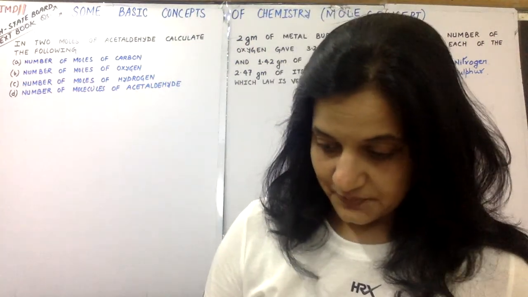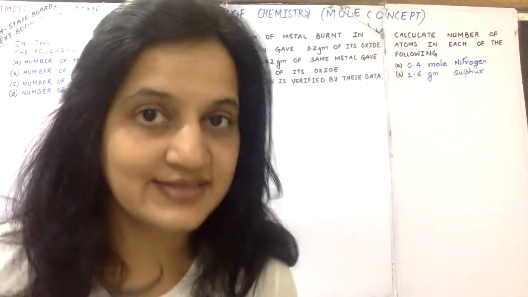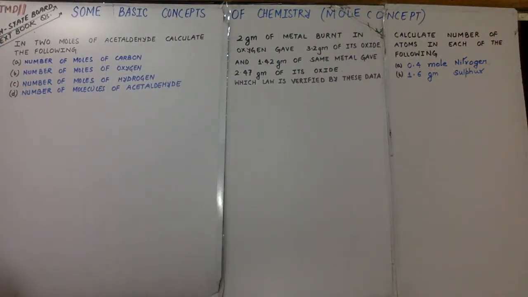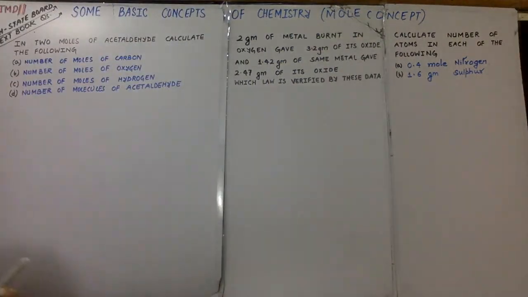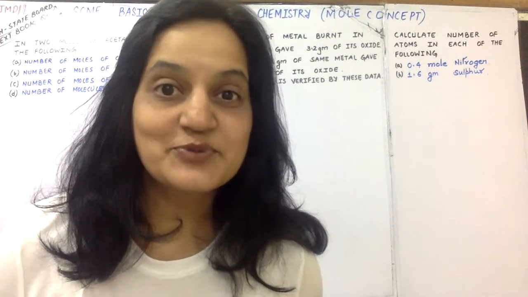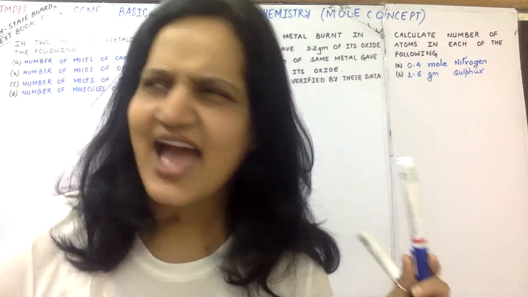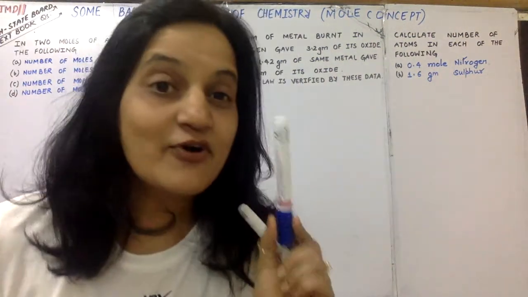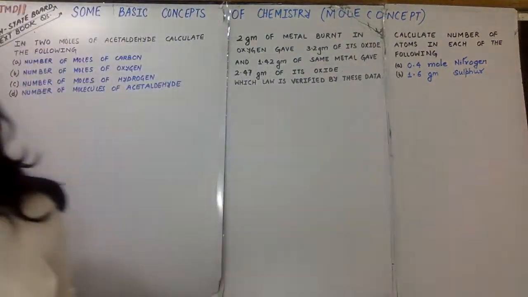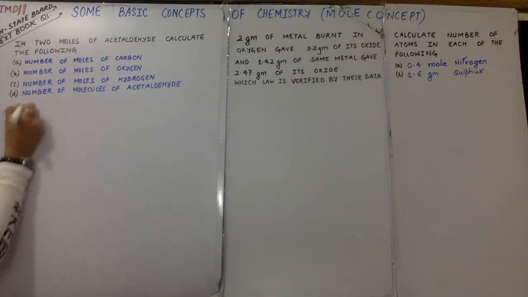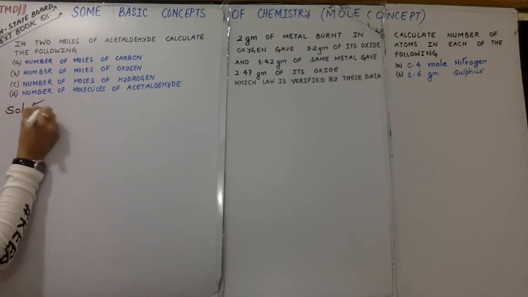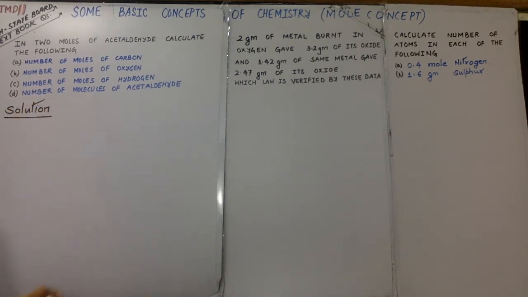In 2 moles of acetaldehyde, calculate the number of moles of carbon, number of moles of oxygen, number of moles of hydrogen, and number of molecules of acetaldehyde. We go to the solution. We need not write the data again and again.